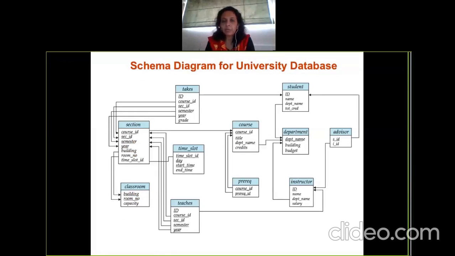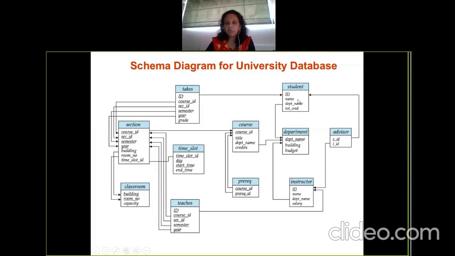Before we start with our next part, we are going to see which information is required for the university. It includes the collection of student information with their ID, name, department name, total credits; the courses, with course ID, title, department name and credits; instructors, departments, then classrooms. The remaining things we will see later on. So these are the major collections or records we need.